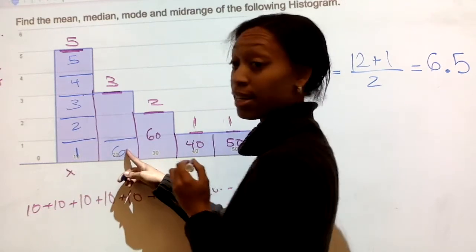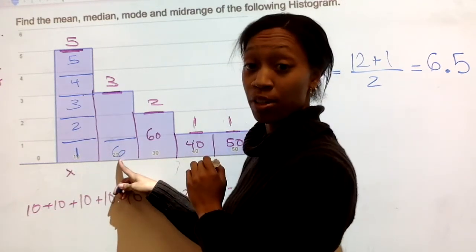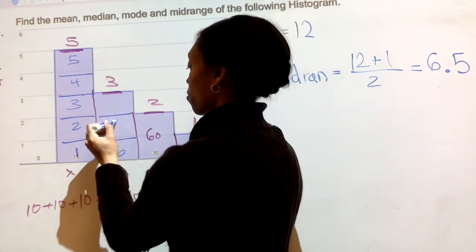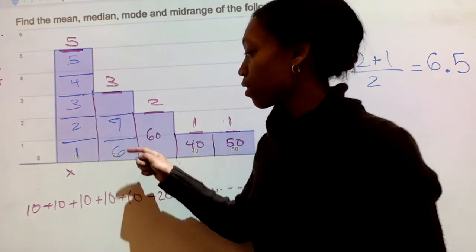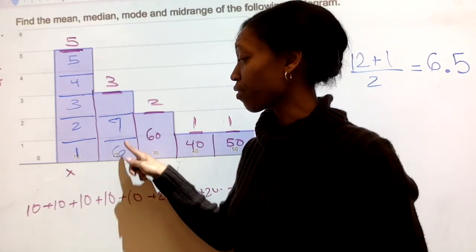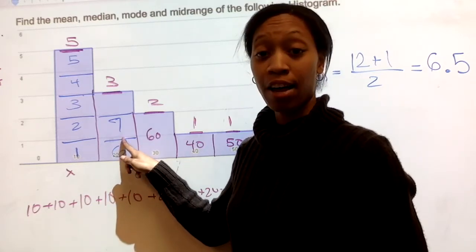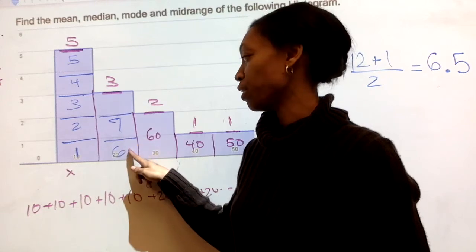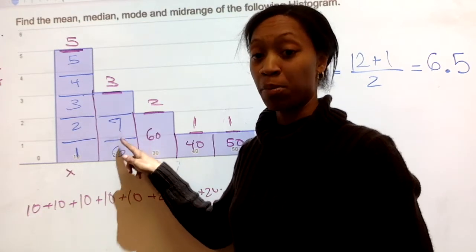Now I come to 6. The 6th term is a 20. The next term is also a 20. So it looks like between 6 and 7, my 6.5 term is going to be the average between these two. And both of them happen to be a 20.